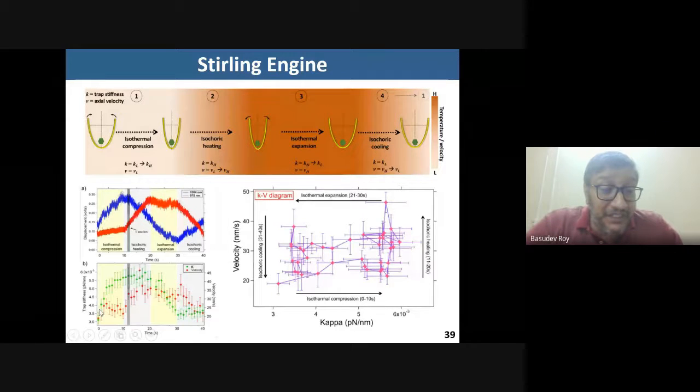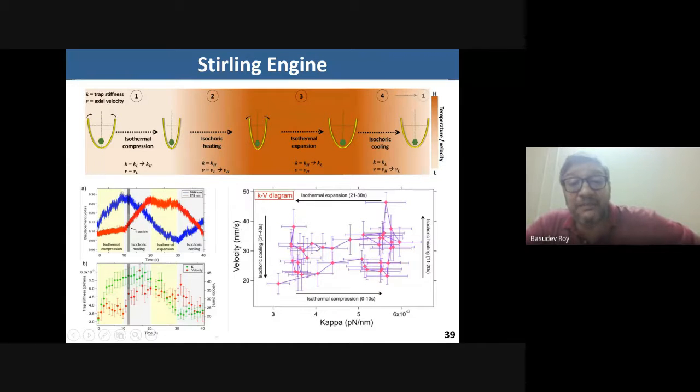So these are the results. This is the isothermal compression leg: the trap stiffness goes up and the active velocity remains almost constant. In the next leg, the isochoric heating leg, the velocity increases while the trap stiffness is constant. In the third leg, the velocity is constant and the trap stiffness is reduced. In the fourth leg, the trap stiffness is constant while the velocity is reducing. These are the 4 legs, and if I make a trap stiffness versus velocity diagram, I can clearly see a cycle here. We are working on this and will be developing it further.